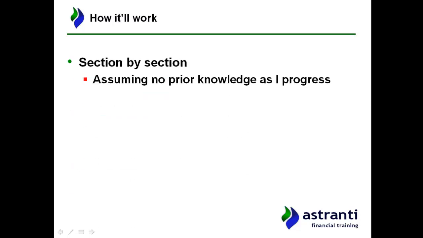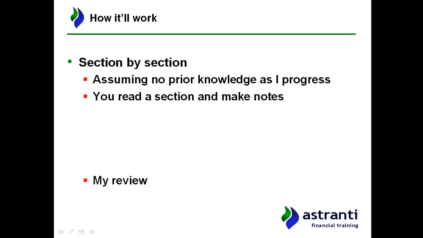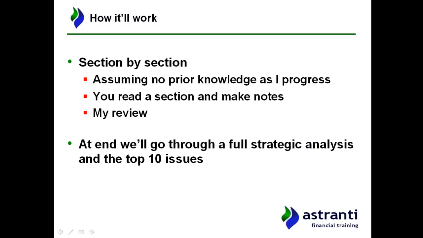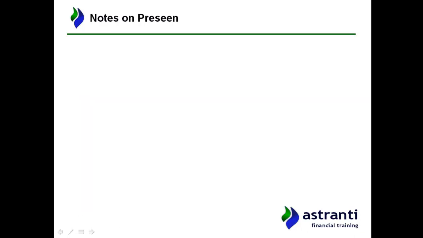As I said, I'm going to go through it section by section. I'm going to assume that you haven't read the pre-scene. I'm going to assume that this is all new to you and we are going through it together for the first time. And what I'm going to do is I'm going to ask you to make notes yourself. So I'll stop the videos at the start of each one and ask you to make notes on a certain number of pages, and then we'll go back and review it together. And as I've said, at the end we'll go through a full strategic analysis and top 10 issues.